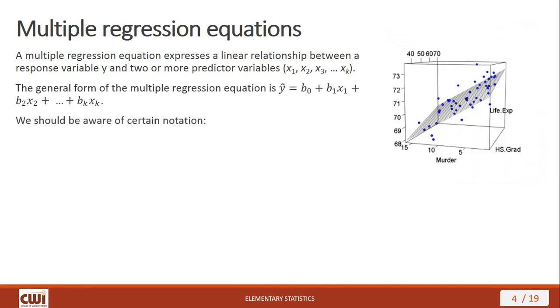Now, there's certain notation that we need to be aware of when working with multiple regression equations. As always, the lowercase letter n will be our sample size. Here, the lowercase letter k is the number of predictor variables. So the number of x variables that we have in our regression equation is going to be k. And then, of course, y hat is the predicted value for y.